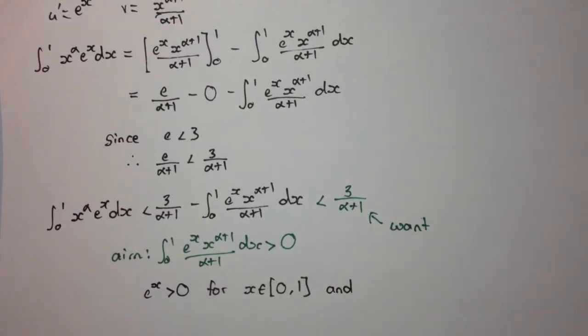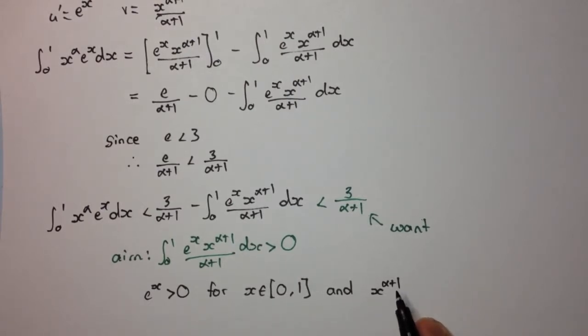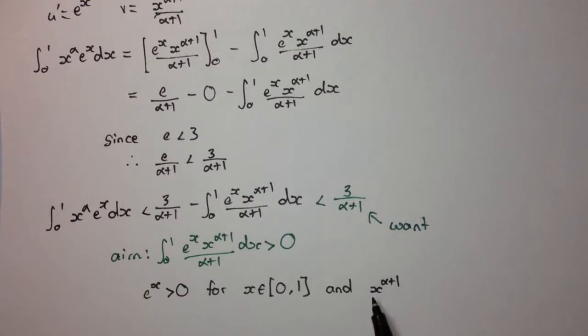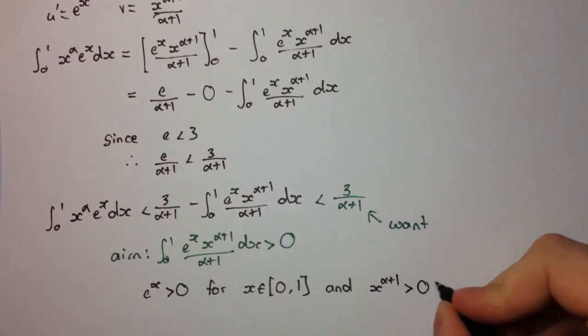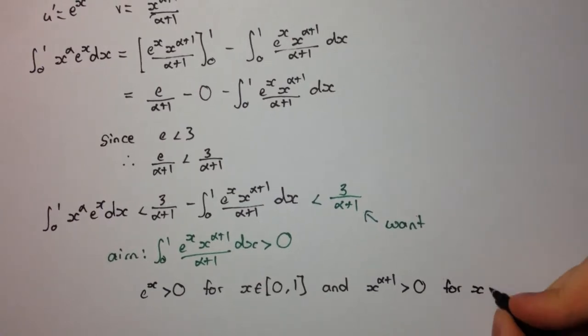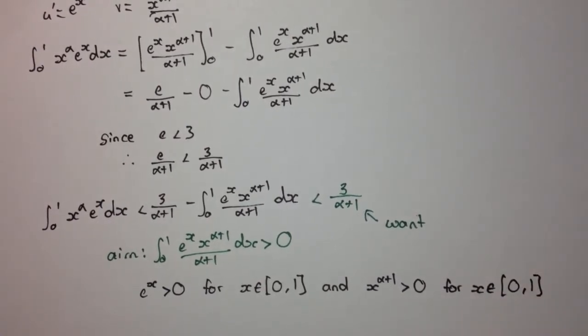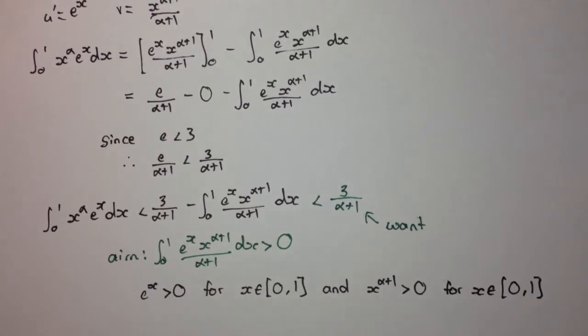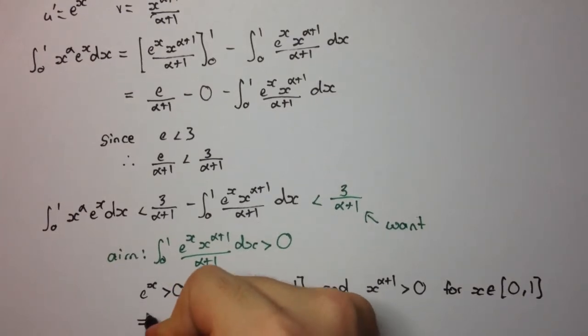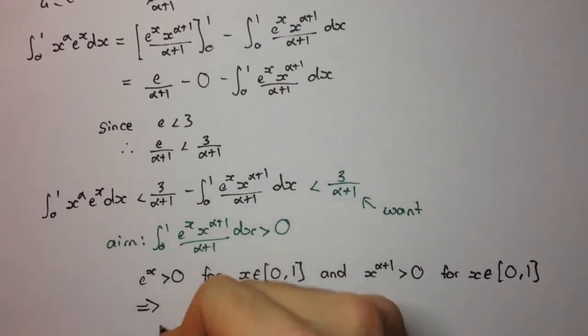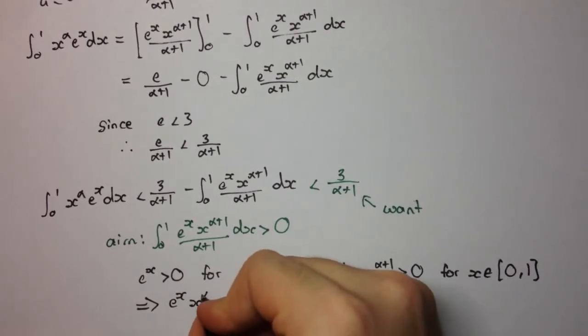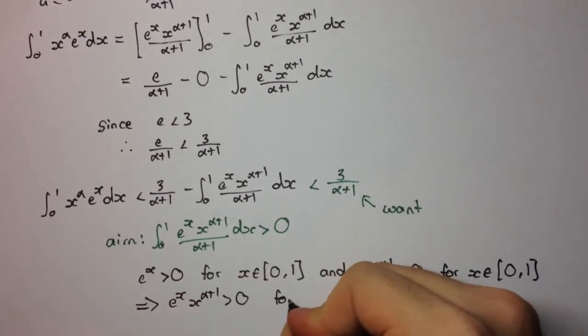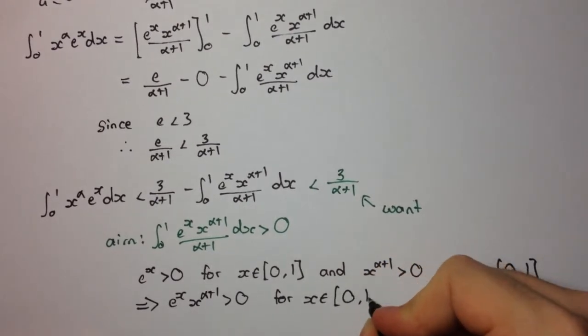And we know that x to the alpha plus 1, x to any power, whether it's an odd power, even power, fractional power, negative power, x to the anything is going to be greater than 0 for x in this same interval. And we only need to consider this interval because that's what we're working on. That's where this integral is being evaluated. Just this interval here. So since these two are both greater than 0 over this interval, then this means that we can say that their product is greater than 0 for x between 0 and 1.